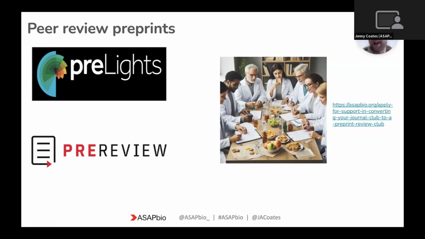And the other thing is we have a bunch of different initiatives you can get involved with. One of the current ones is if you have a journal club, we're currently providing money to convert that journal club into a preprint review club that you can apply for here.